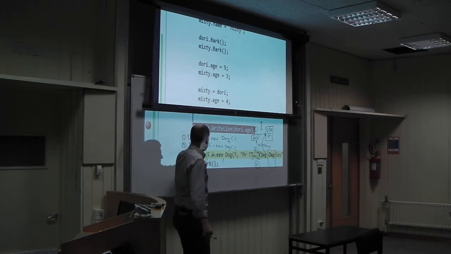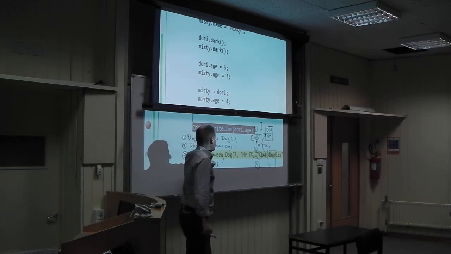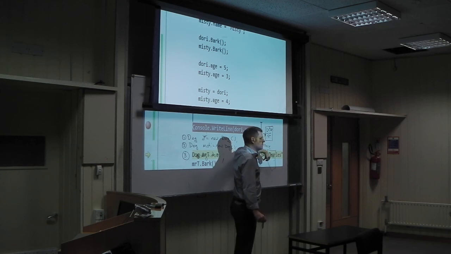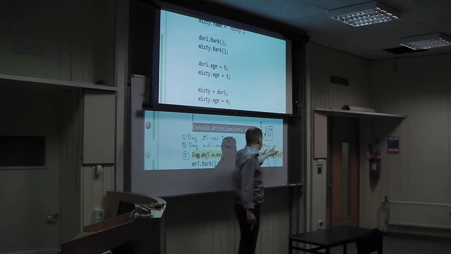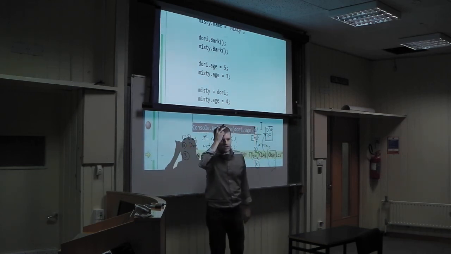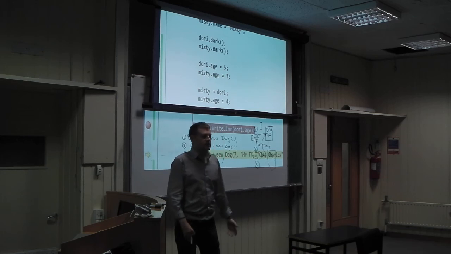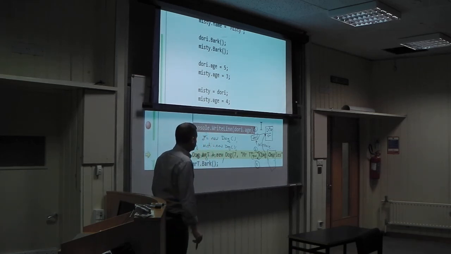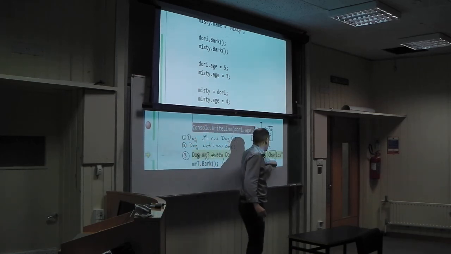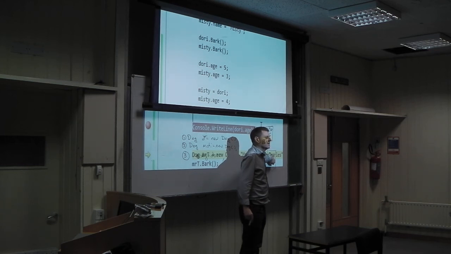If you do this code here, Misty equals Dory, and then you go and change Dory, you can see that both Misty and Dory are pointing at the same object. Do you understand? They're pointing at the same object now, because they're both referring to the same object. So when you change one object, it's the same object. What happens to this one down here? It gets left hanging.